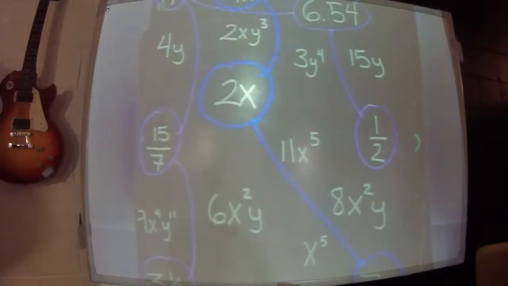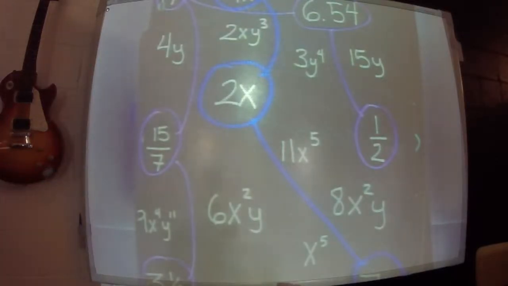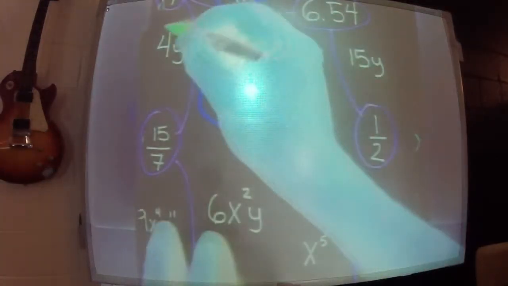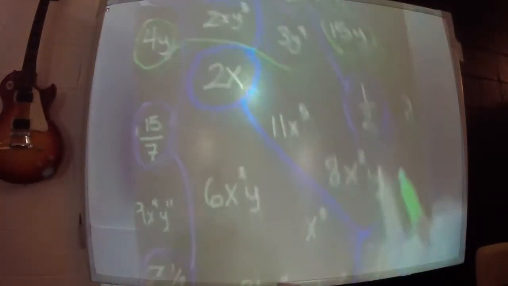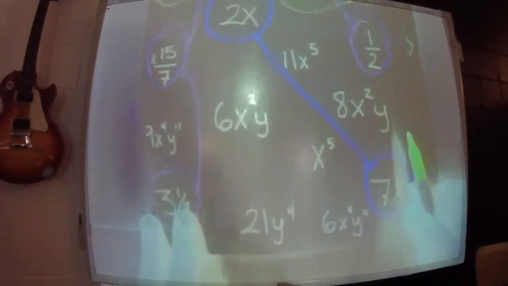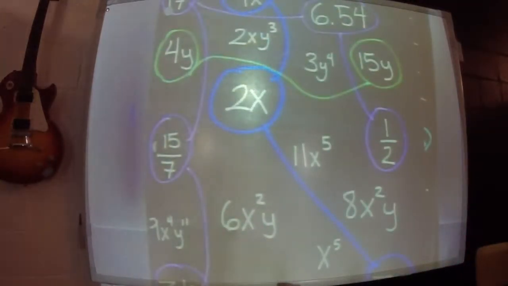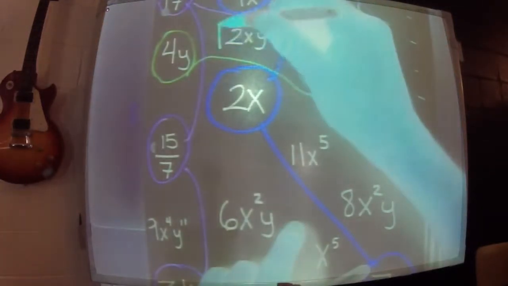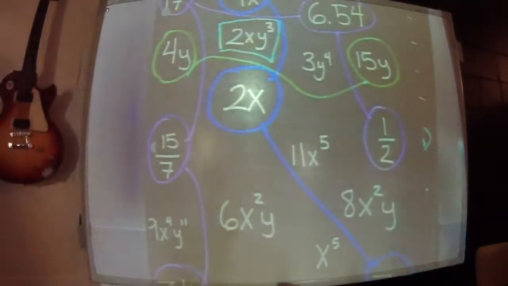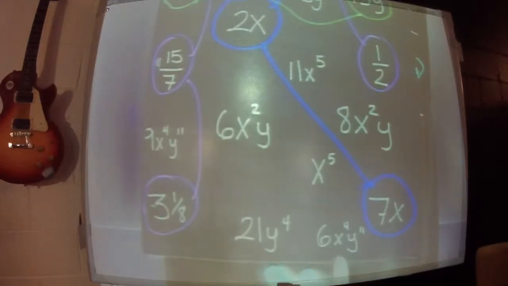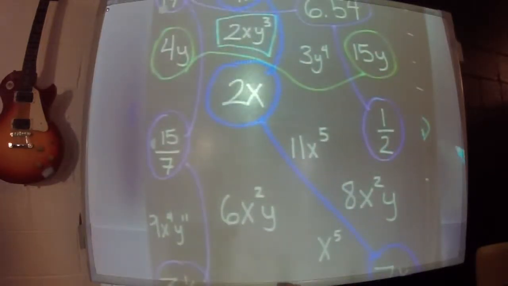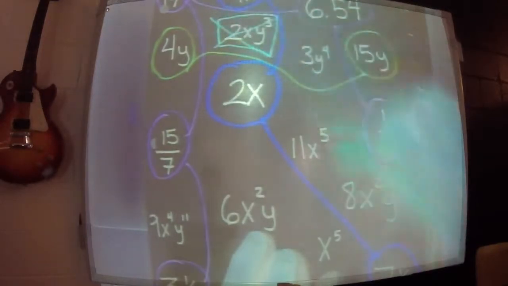What do you see next? 4y and 15y. Are there any other y's? No. Okay, Jacob, which one are you saying? 2xy to the third. Okay, 2xy to the third. Do you see any more xy to the thirds out there? No. So we don't have any like terms for him, so I can't connect him to anything. So this one's just kind of dead in the water.